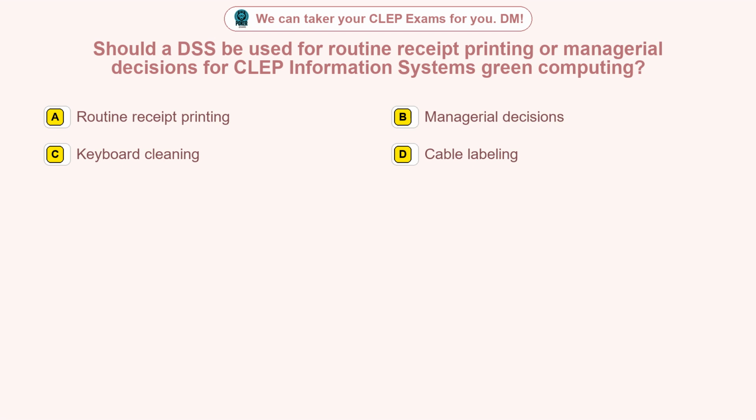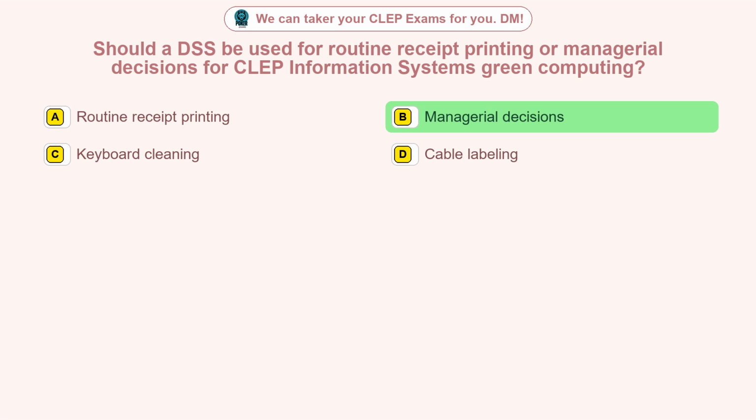Question 8. Should a DSS be used for routine receipt printing or managerial decisions for CLEP Information Systems green computing? Option A. Routine receipt printing. Option B. Managerial decisions. Option C. Keyboard cleaning. Option D. Cable labeling. The correct answer is option B.